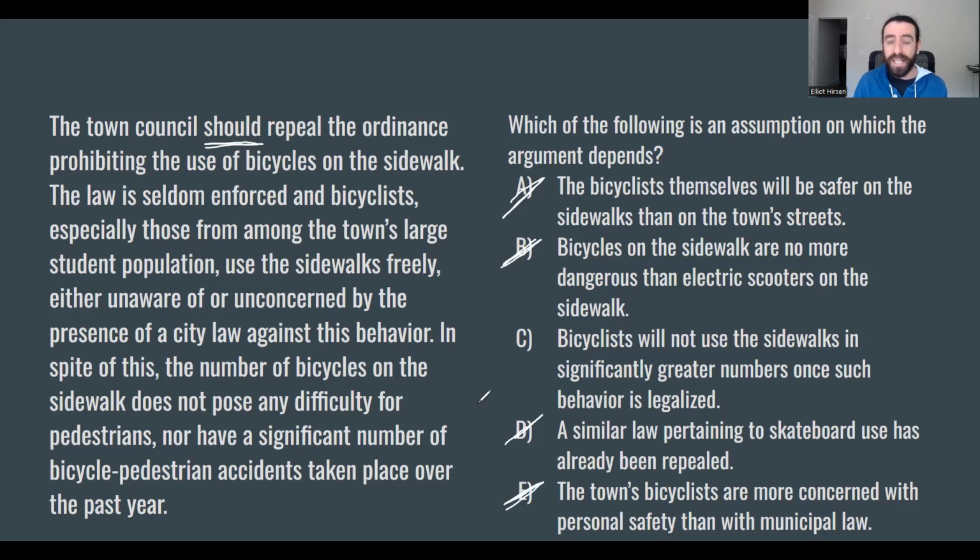So answer choice C is really the only one that gives us something that really needs to be true in order for the conclusion to follow. In other words, that the law isn't already having a positive effect. It's not keeping more bicyclists from using the sidewalks. So we are all going to agree this is the assumption. Answer choice C is correct.